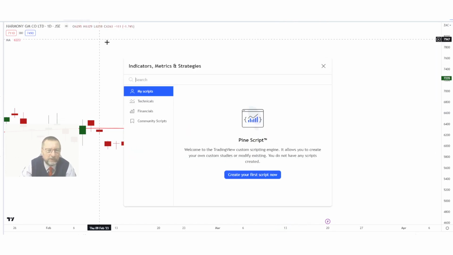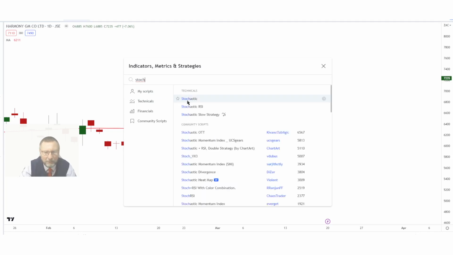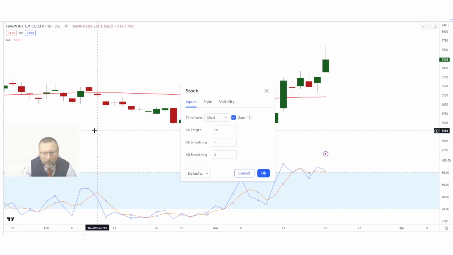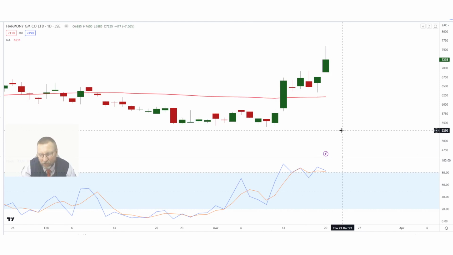If you use the stochastic again, let's just put it back again. And you will immediately see what I'm seeing here. Very much so oversold. It's overbought, not oversold, overbought.